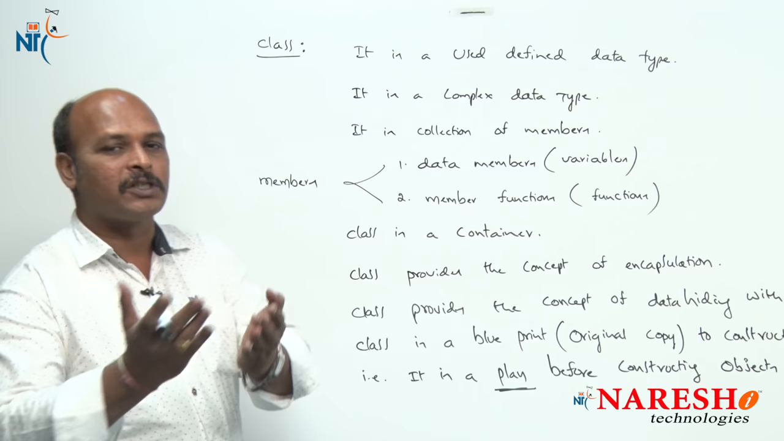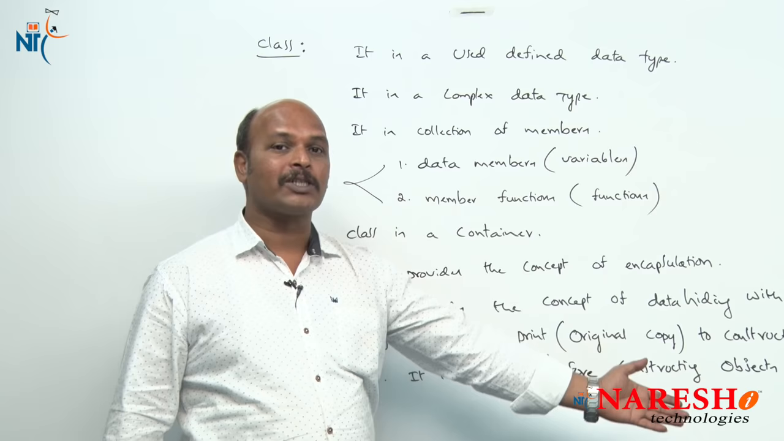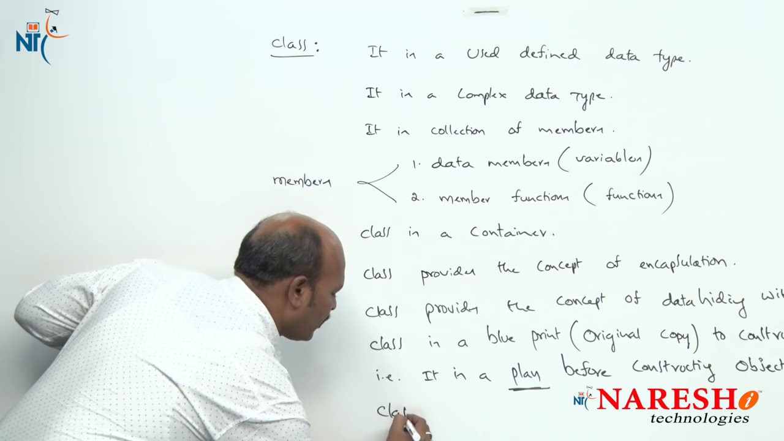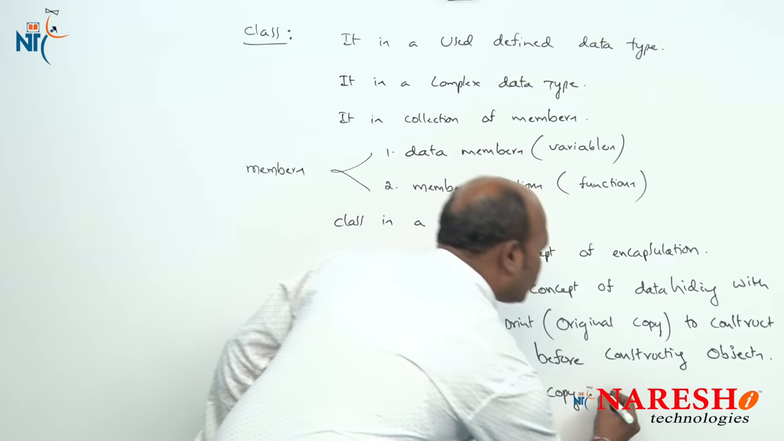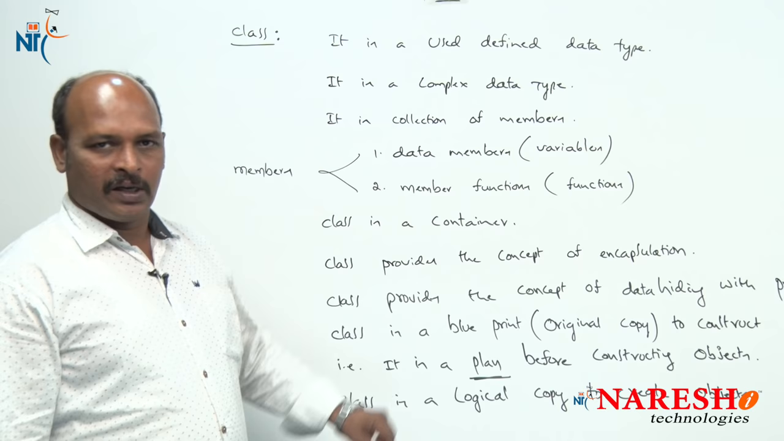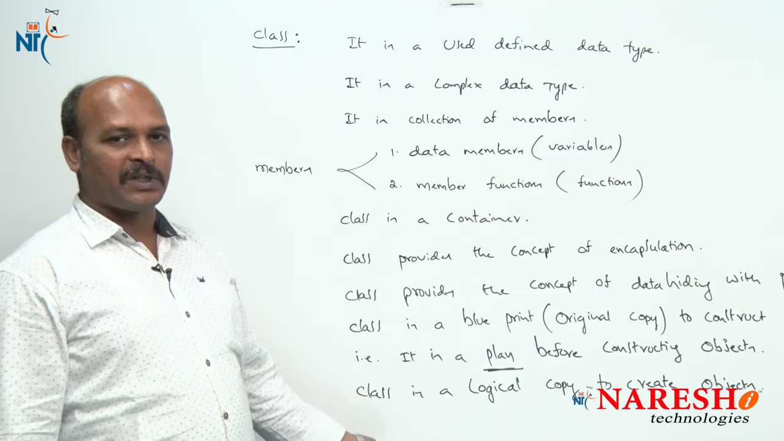In my example, the paper plan is the class and the real building is the objects. That's why class is a logical copy used to construct the physical copies, which are called objects. Here is the most important point: class is a logical copy to create objects, because class never occupies any memory, and objects always occupy memory. That's why objects are called the physical representation of classes.